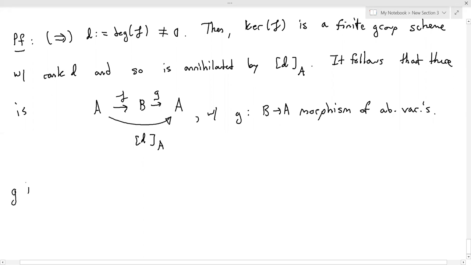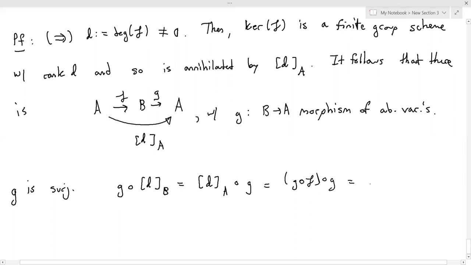So we can say that G is surjective, all right? And let's see. Moreover, what we can say is that G composed with multiplication by D on B is multiplication by D on A composed with G. This is just the fact that G is a morphism of abelian varieties, okay? But then this is G composed F composed G. Okay, sorry, getting ahead of myself.